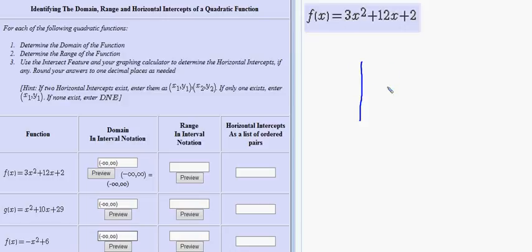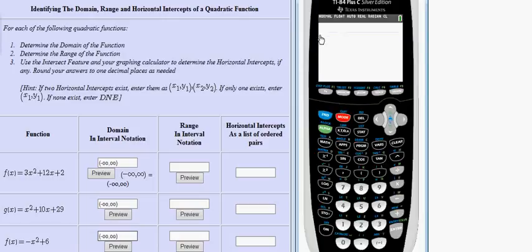There's going to be a limit to what you get out. And usually the easiest way to ascertain that is to graph it and see how low or how high the graph goes. So in a minute, I'm going to have to graph this function anyway to find the horizontal intercepts. So I might take the time right now to grab my calculator, turn it on, press y equals, type in the equation. If you have an equation in there already, you can just hit clear. So I'm going to type in our equation, 3x squared plus 12x, and then plus 2.